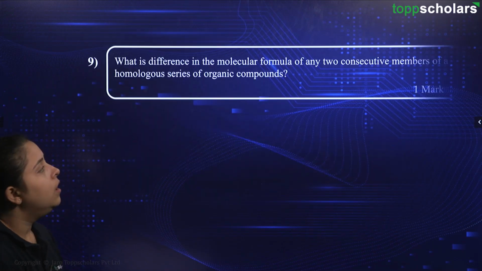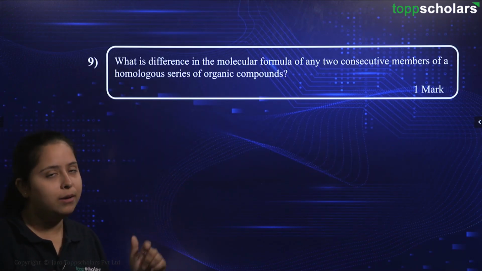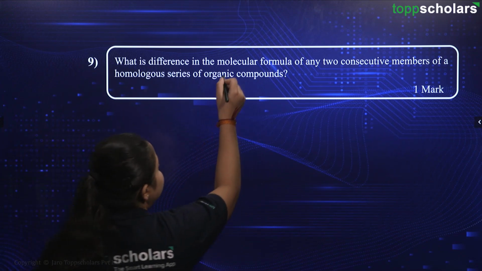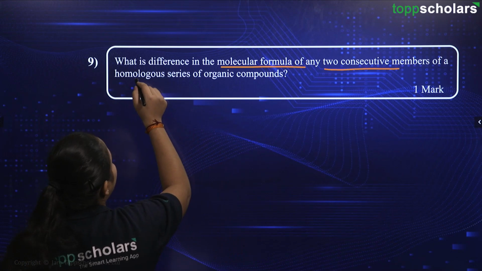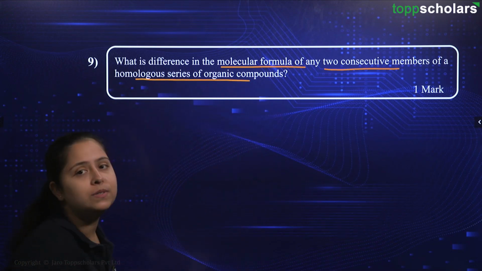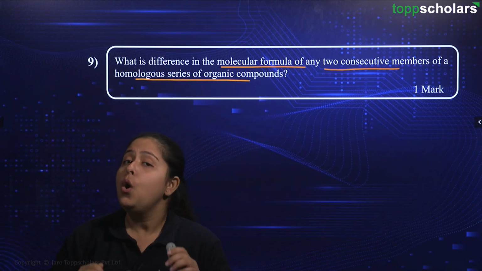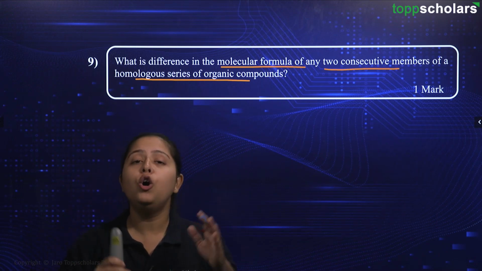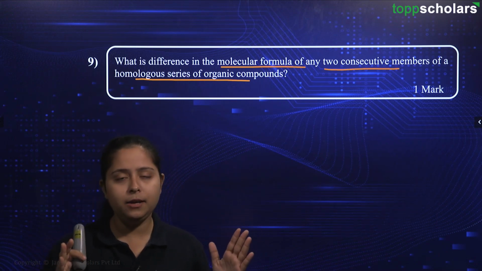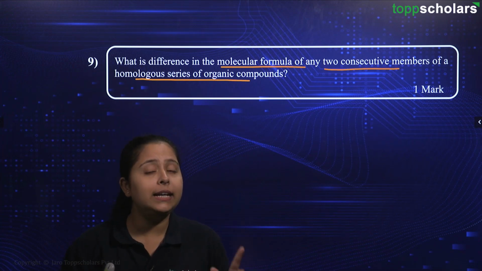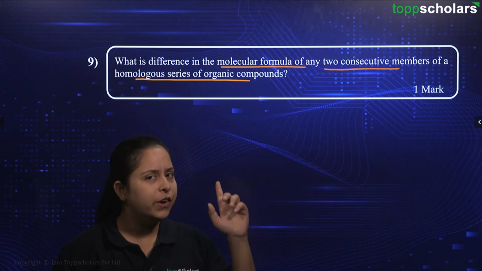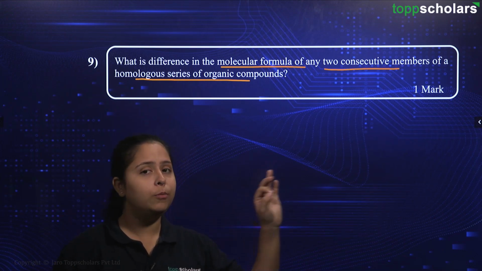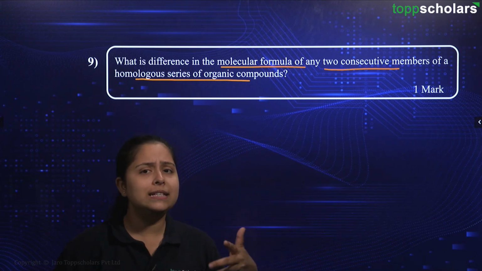Here is a question asked for 1 mark. The question says, what is the difference in the molecular formula of any two consecutive members of a homologous series of organic compounds? Now I need to ask you, what do you understand by the term homologous series? Here friends, I'll give you a hint: the functional group in a homologous series is the same. So if I say alkane is one homologous series, then what is the similarity?